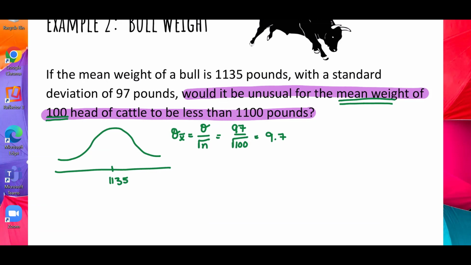Okay, so going back here, would it be unusual for the mean weight of 100 head of cattle to be less than 1,100? So 1,100 pounds is somewhere around right here, and less than that would be this direction. All right, so we're going to do the probability calculator.